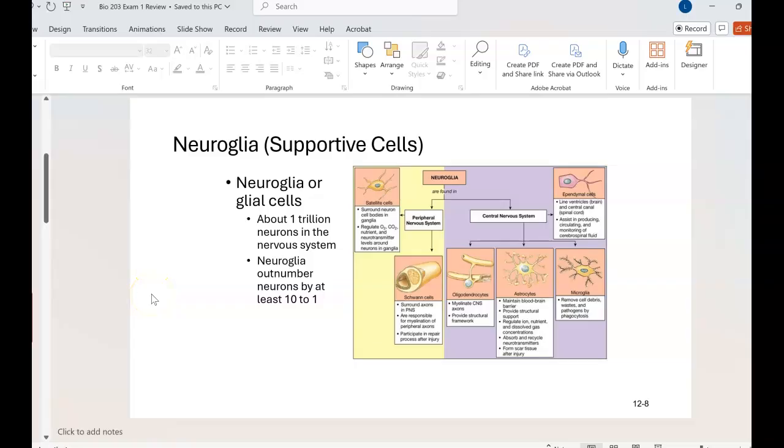We also talked about the supportive cells. So these neural glial cells, or also called glial cells, they are going to outnumber those neurons by about 10 to 1. So you also want to know the functions of each of these. Remember, there's 2 in the PNS. They both are S words. There's 4 in the CNS. This was also on your study guide as well, so make sure that you are acquainted with those.